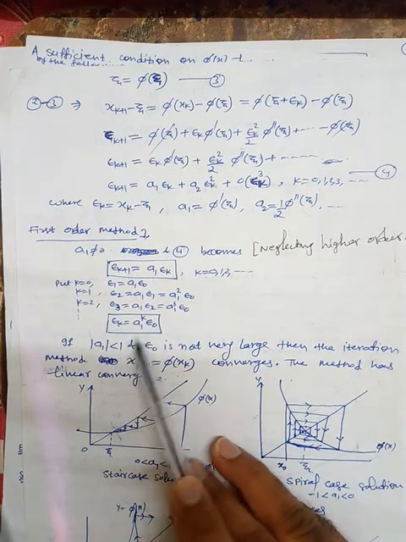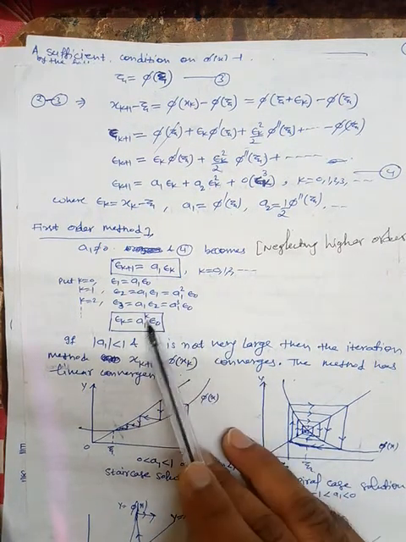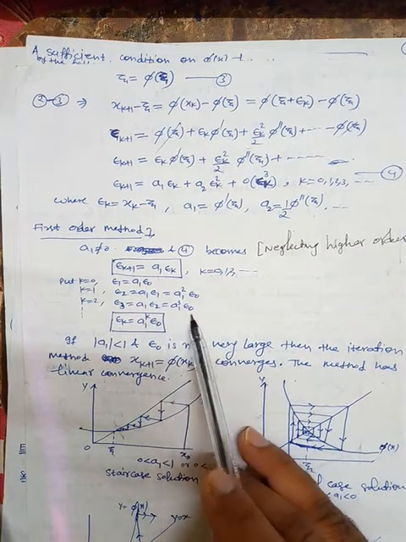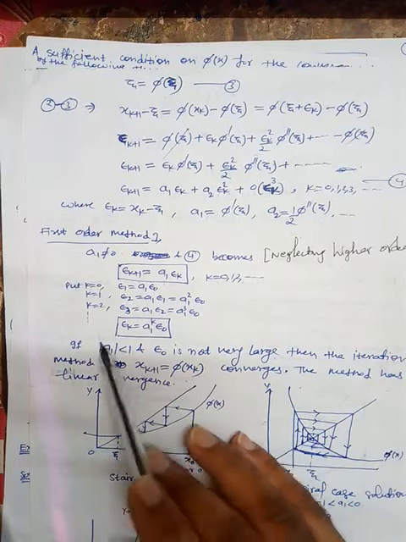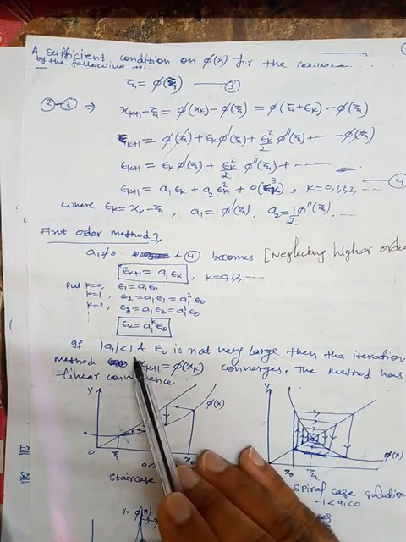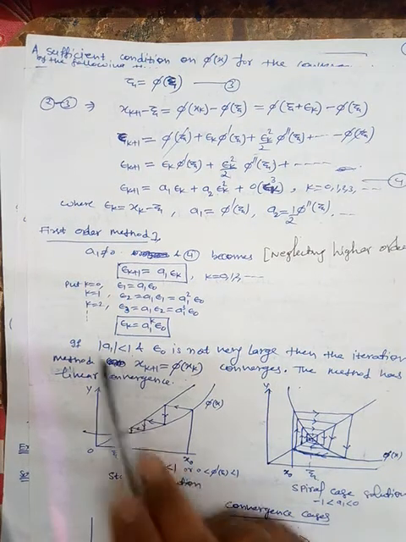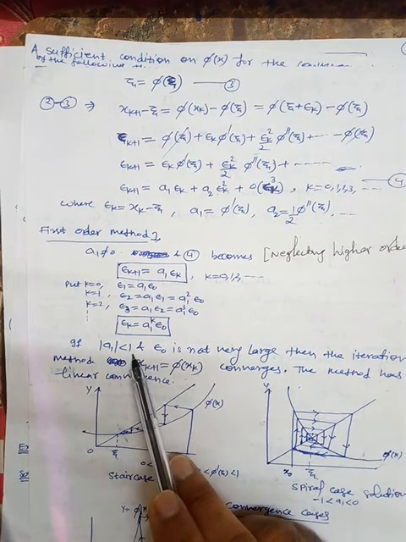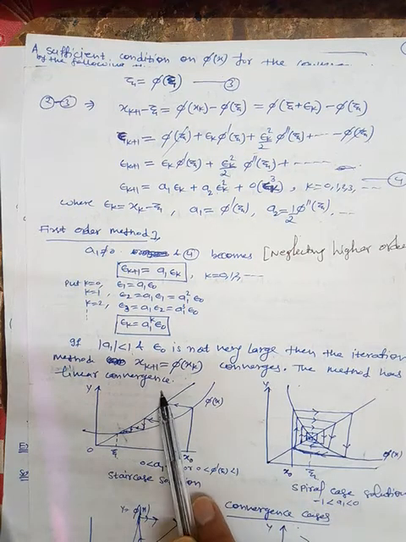less than 1, so that when k increases, a1 raised to the power k decreases rapidly, and this is only possible when the magnitude of a1 is less than 1. Okay, so now for the convergence of the method, the magnitude of a1 should be less than 1. Okay, and this method has linear convergence.